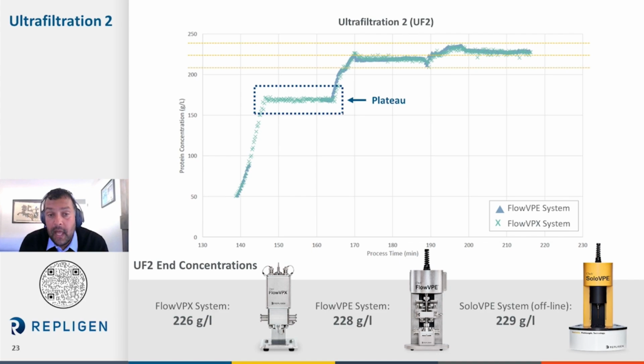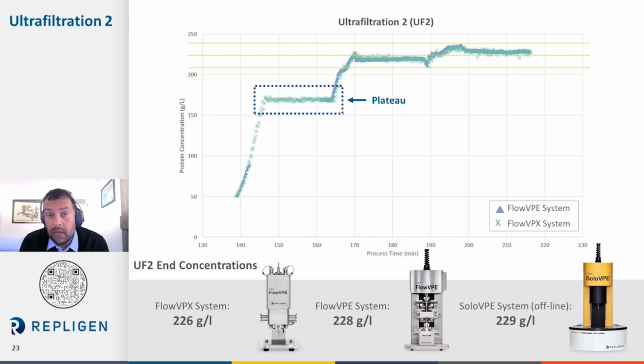Because we had the systems in line and the FlowVPX was giving an accurate concentration, the operators were able to identify that and see that the system had stopped early. This was due to a miscalculation of the hold-up volume of the system. So then they manually ran the system up to 225 mg per mil.